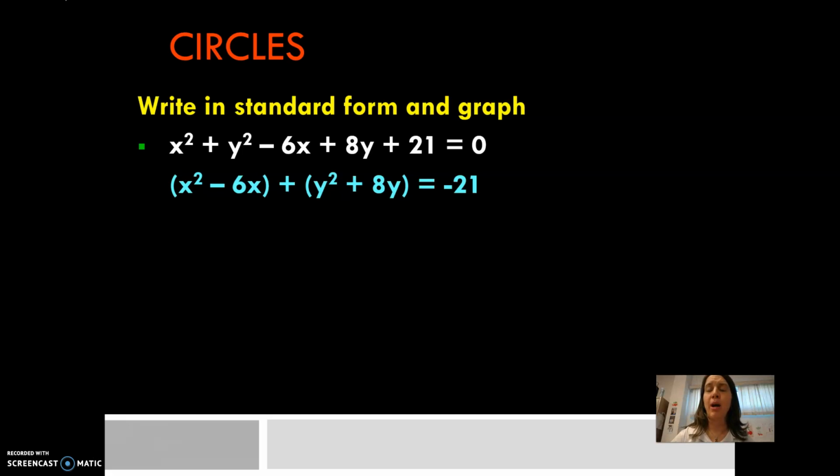We'll follow the same process for our second parenthesis. The coefficient of our y is the number 8. So half of our number 8 gives us 4, and then we'll square that, which gives us 16.